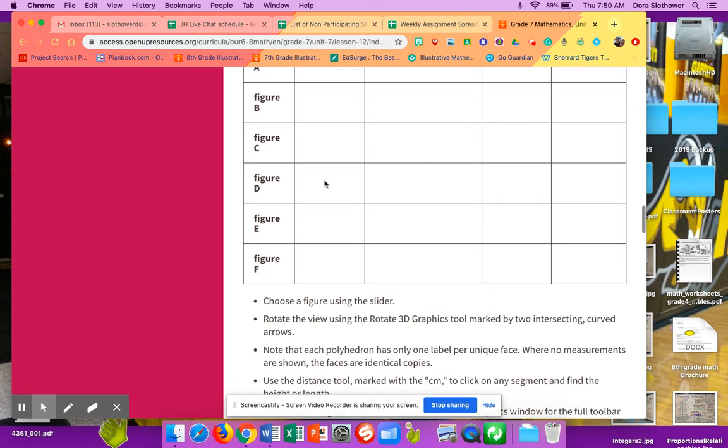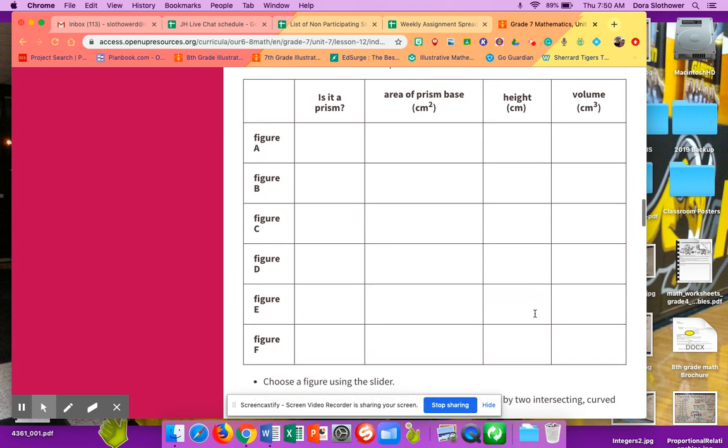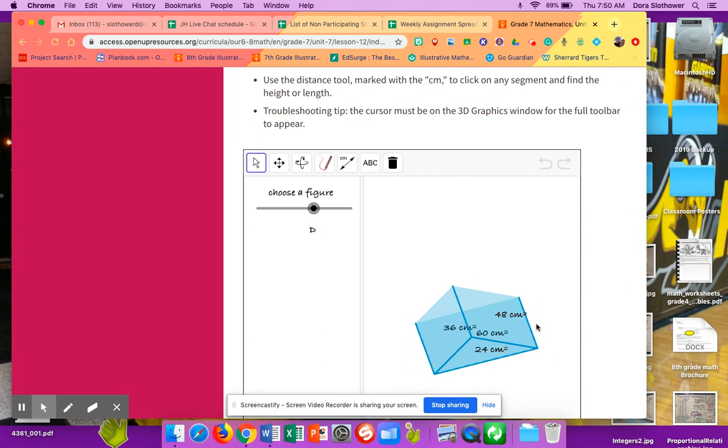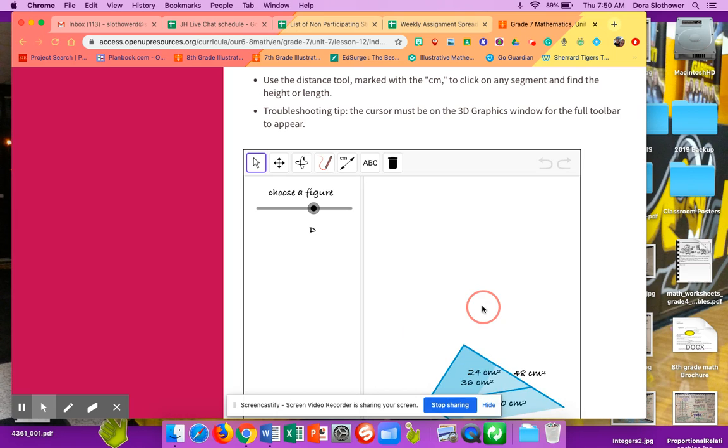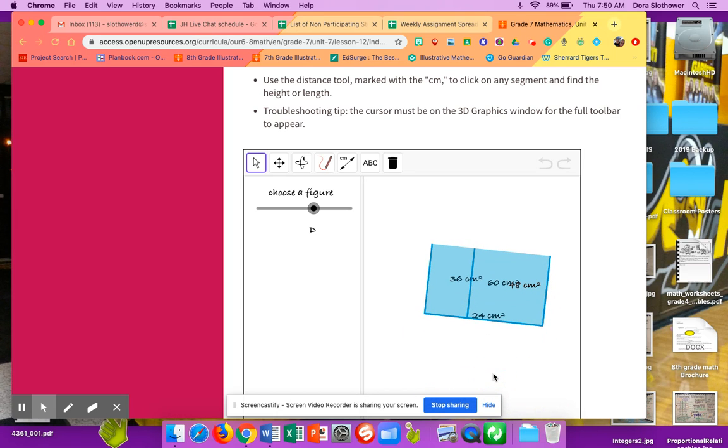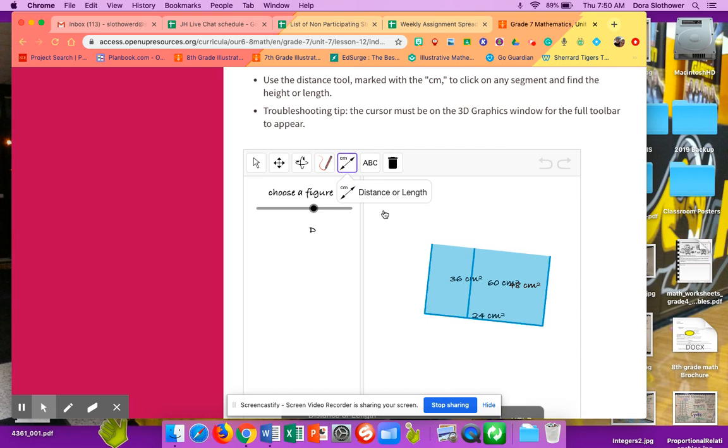So D, yes, the area of the base is 24. Now we need to find the height. So I need to tilt this guy around a little bit more to figure out how tall it is. So I stood it on its base so I could find the height, which is 6.